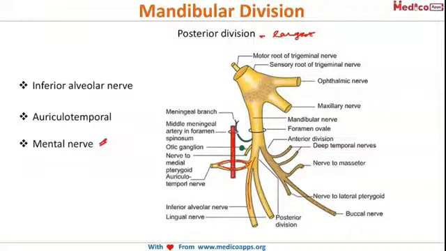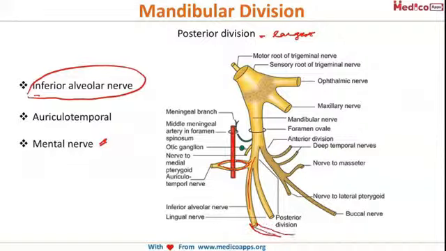So the mental nerve arises from the inferior alveolar nerve. Okay, the mental nerve exits from the skull through the mental foramen. The inferior alveolar nerve continues as mental nerve when it exits through the mental foramen. Okay, so here this inferior alveolar nerve will continue anteriorly and exits through the mental foramen and become the mental nerve.